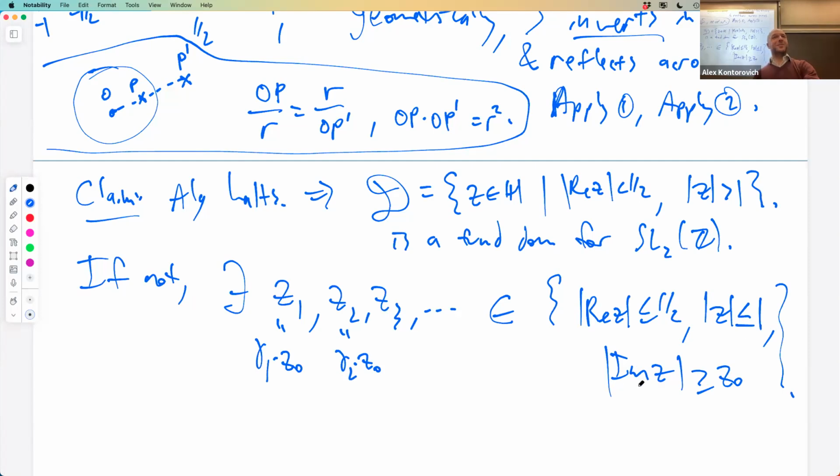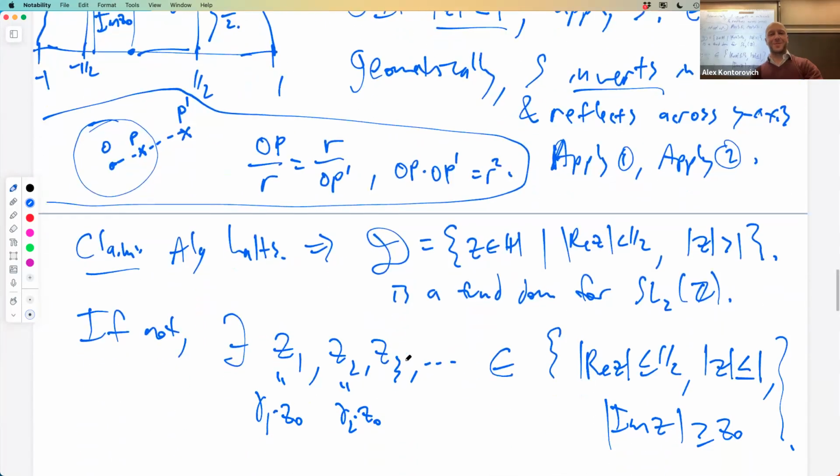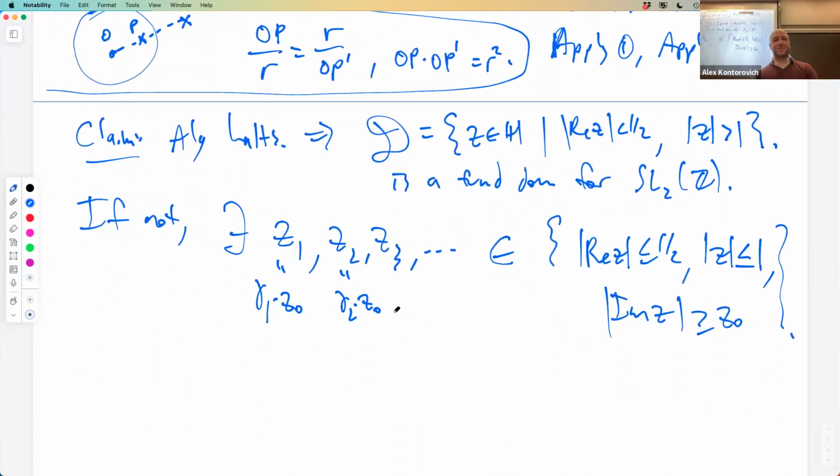But this is a compact region. And so if I have an infinite sequence of points here, well, I can't be drawing them down. They have to constantly be going up. If they're constantly going up, it doesn't matter whether they're constantly going up. So there exists a subsequence that's convergent. Okay, so there's some subsequence of these guys that converges.